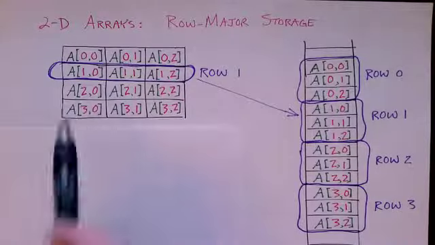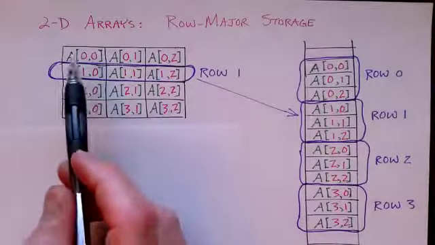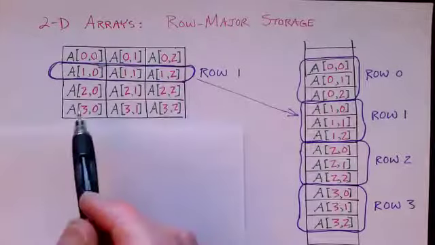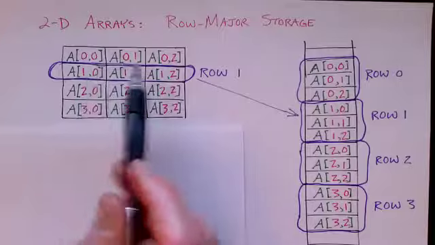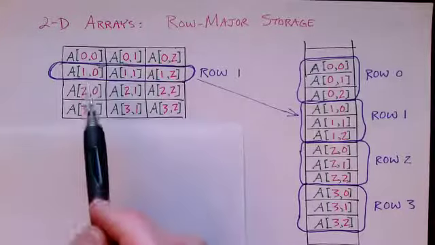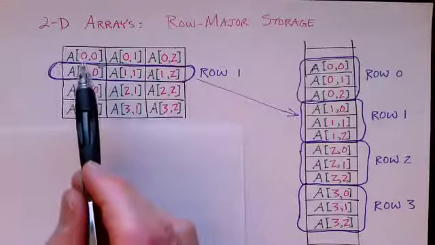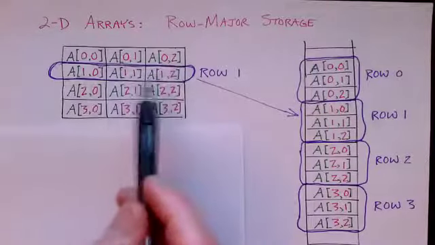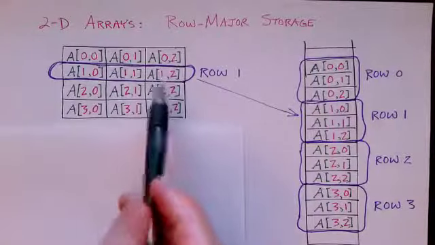Now let's take a look at a two-dimensional array. Here I've drawn the array the way you might visualize it. You can see it has 3 columns and it has 4 rows. And the array elements are 0,0, 0,1, 0,2, 1,0, 1,1, and so on.